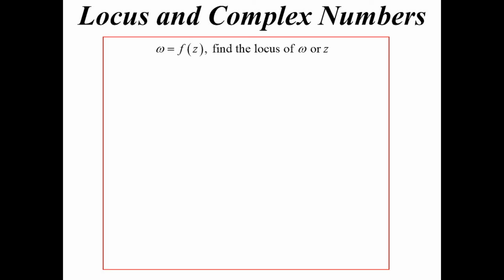Right, carrying on our look at complex numbers and locus. What we're now looking at is functions using complex numbers. So omega will equal some function of z. So we're substituting complex numbers into functions. Now, there's only one problem with this.